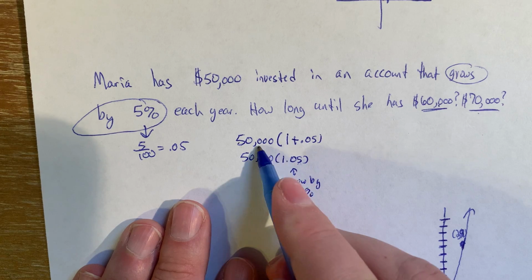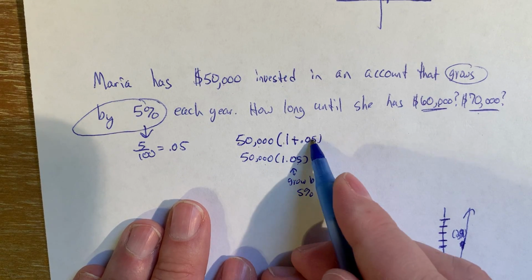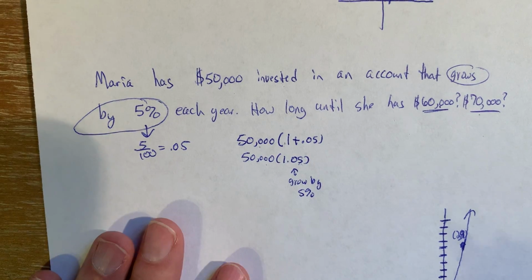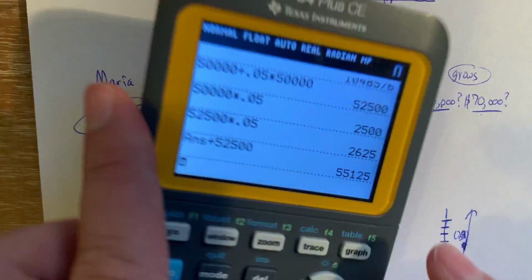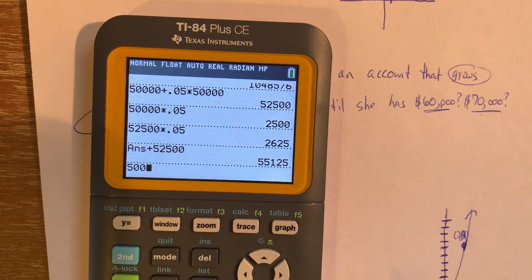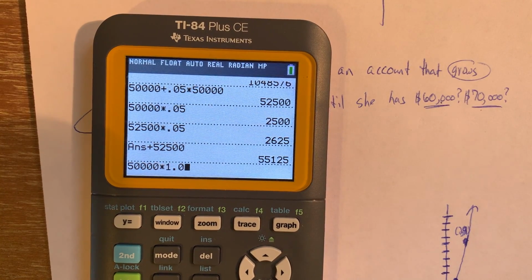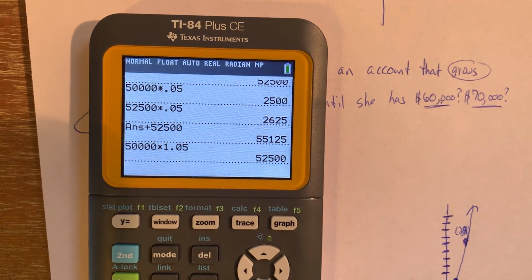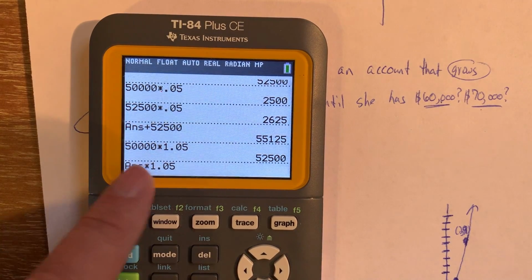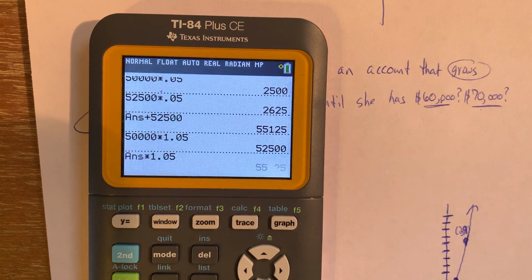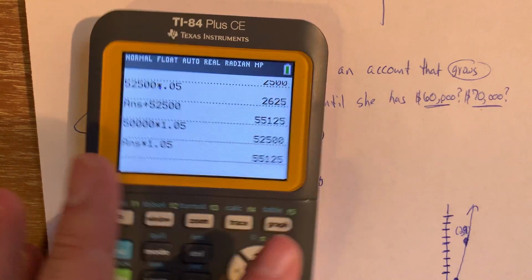What's happening is you're multiplying by 1 to get you back to where you were, and you're adding in 0.05 times 50,000 to go up by 5%. And you'll notice that I could have gotten to this answer by just doing 50,000 times 1.05. That gets me to 52,500. And we can do times 1.05 again, because that'll grow this amount. It'll multiply by 1 to get you back to where you were and add in the 5%. And that's a much faster way to do it.